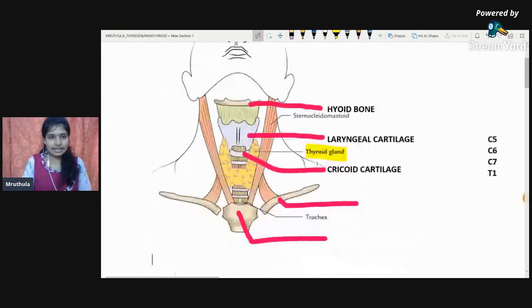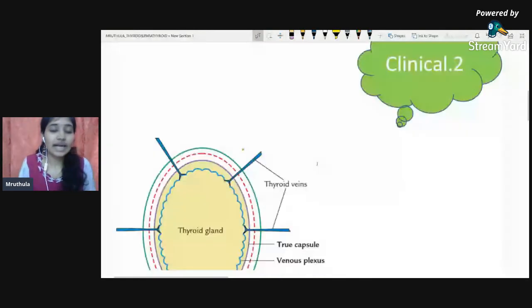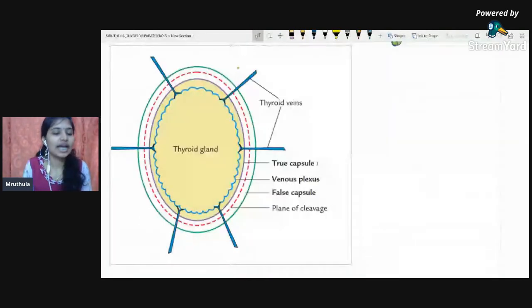Now let us see about the capsules in the thyroid gland. Capsule is the covering portion of the thyroid gland. So we call thyroid gland an encapsulated endocrine gland. The capsule has two parts, a true capsule and a false capsule. True capsule means it is coming from the gland itself. False capsule is not originating from the gland, it is from outside. That's why it is a false capsule.